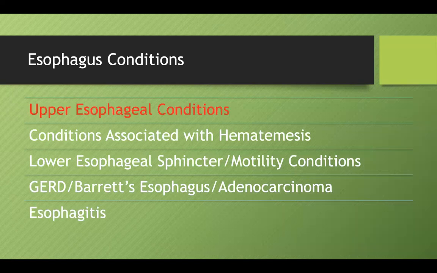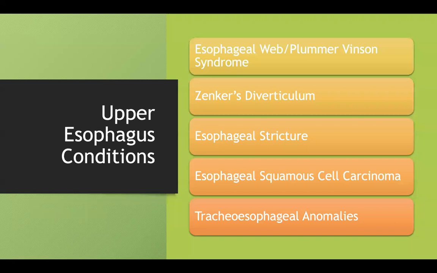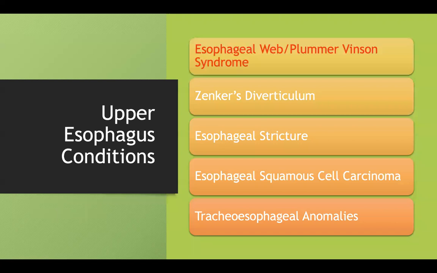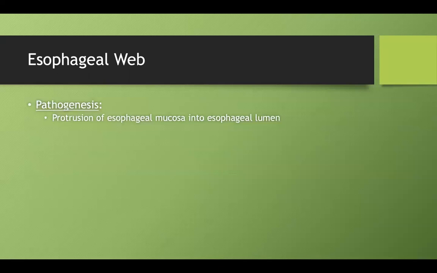So let's start with the upper esophageal conditions. There's a few you need to know. And we're going to start with the esophageal web and Plummer-Vinson syndrome. So an esophageal web is just a protrusion of the esophageal mucosa into the lumen. So that just looks like, if this is our esophagus, we have a little bit of tissue that's sticking out into the esophagus, okay?